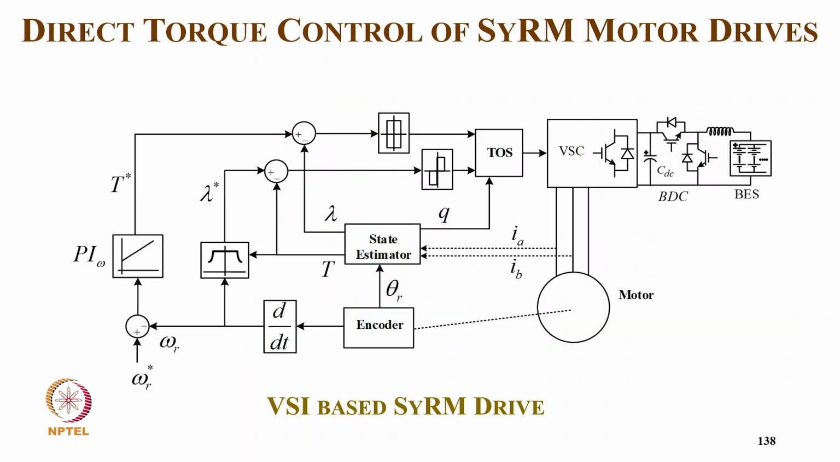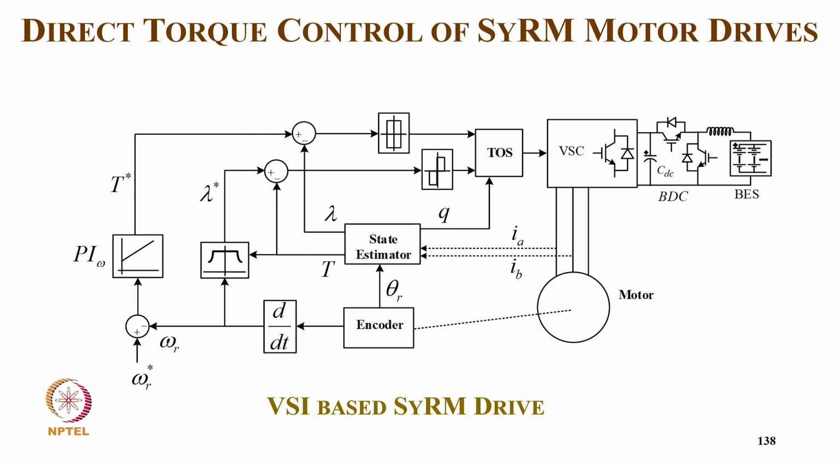So this is typically the direct torque control of a synchronous reluctance motor, battery fed, with a voltage source inverter fed synchronous reluctance drive. We have a position sensor. From position we get the speed, we have a speed control that gives the torque, and from actual speed we get the flux reference. And from the current and the position we are able to get the flux and torque estimation.